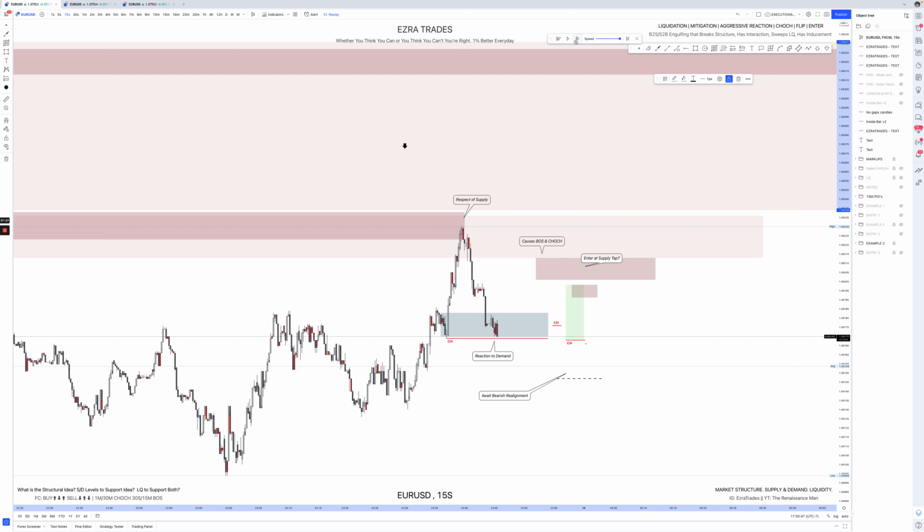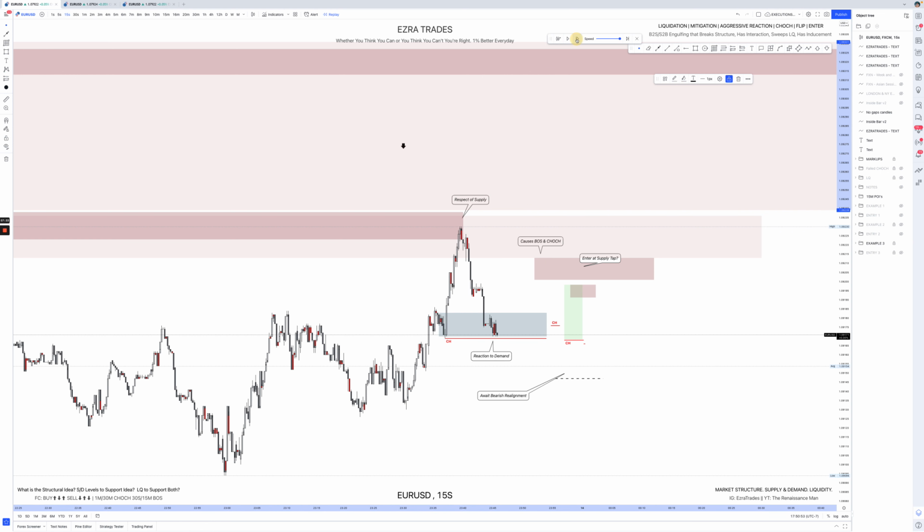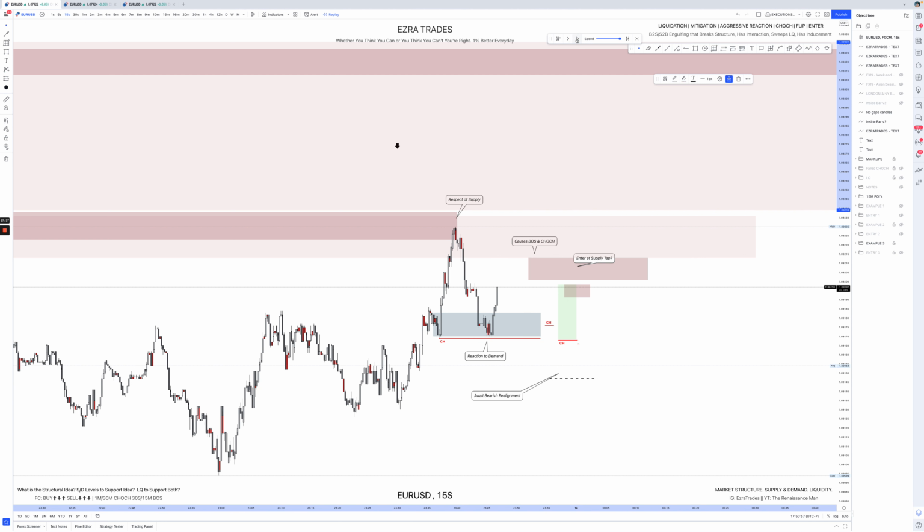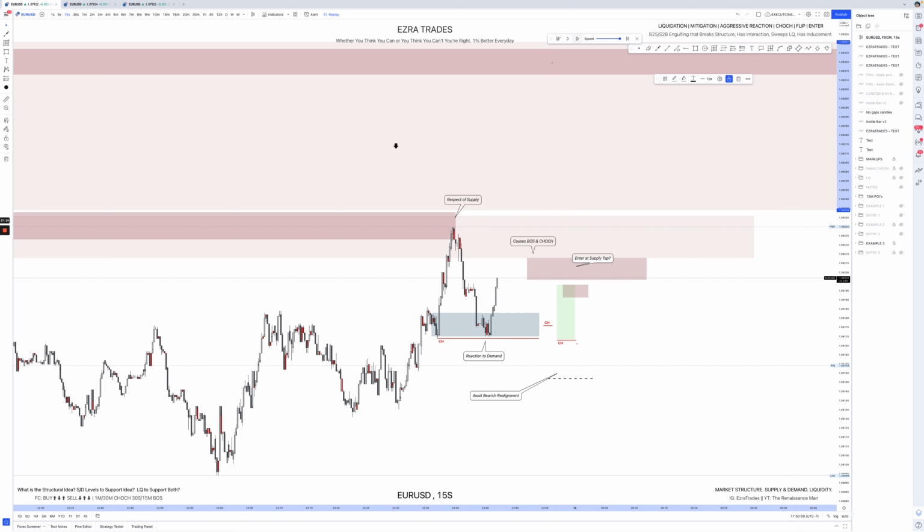All right, so I'm not really getting a strong reaction. I did not push away from this demand, so I can kind of see that there's some pressure in there. I'm looking for a failure. All right, we're pushing away, so we're holding. All right, we took some liquidity from here. I want to see this price come into up here. Let's see what happens.